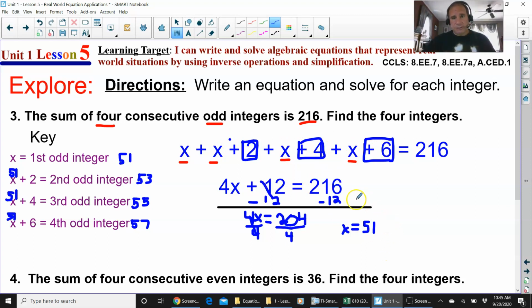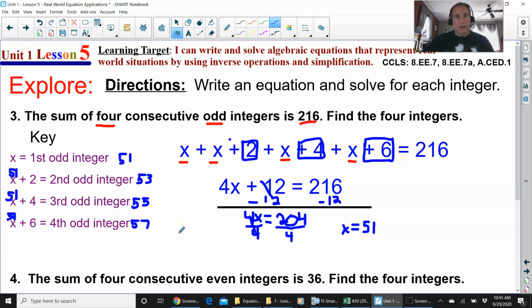All equals 216. Subtract 12 on both sides. You cancel it out. You get 204. 4x equals 204. You divide by 4. You get 51. Going back, you didn't answer the question. You just had the first odd integer there. And you have 51. 51 plus 2 is 53. 51 plus 4 is 55. 51 plus 6 is 57. Those are the consecutive integers.